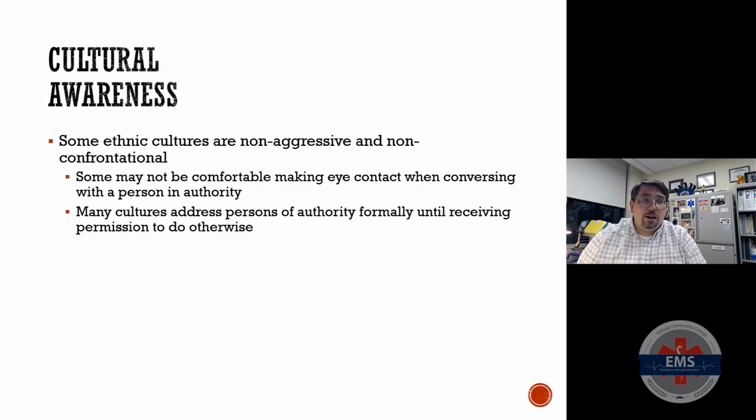Some ethnic cultures are non-aggressive and non-confrontational, right? Some may not be comfortable making eye contact, as I mentioned, and many cultures address persons of authority formally until receiving permission, right? So if I need to talk to the patient, who may be one individual, but I have another individual who is higher on the hierarchy or is considered to be an authority figure, then I may have to get their permission for them to speak, right? Or they may have to get permission from that authority to speak, which is unique, but nonetheless, it's part of their culture and it's something that we have to adjust to, that we need to make sure that we're not putting our culture and our bias and our belief system onto others.